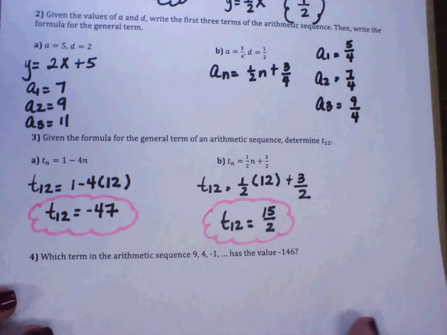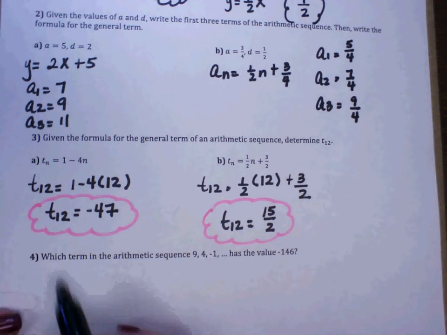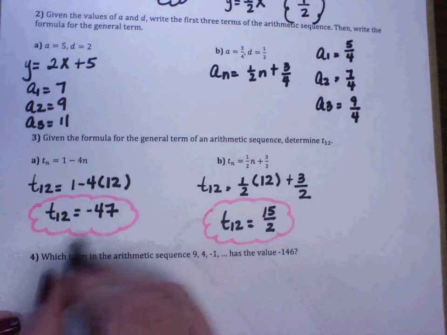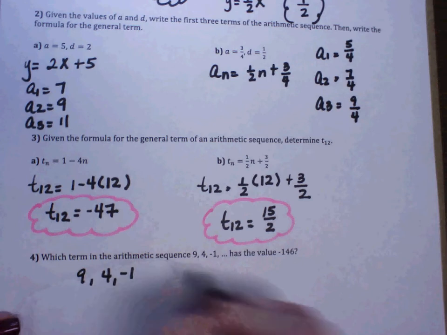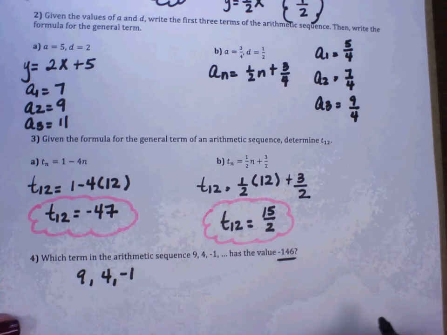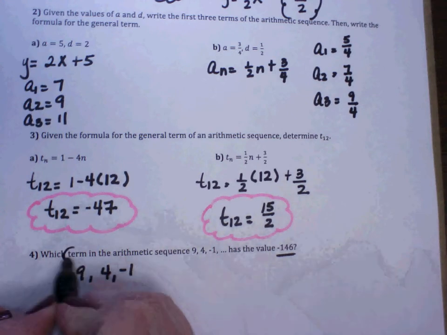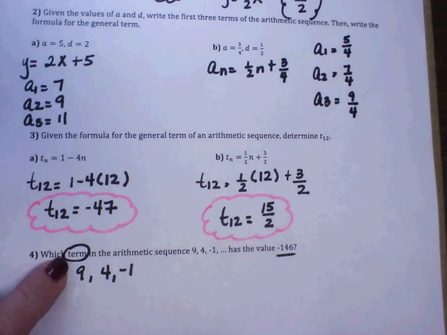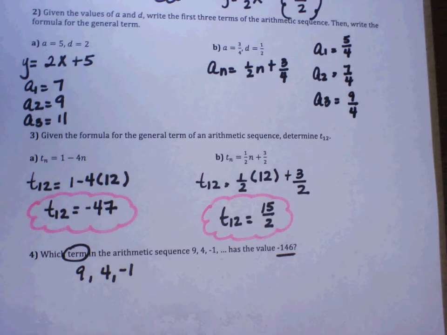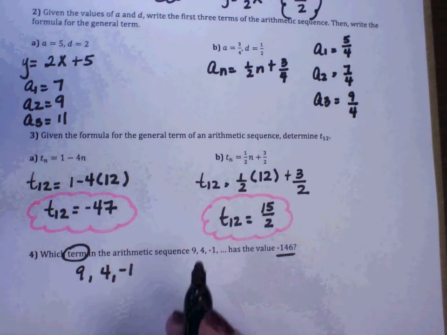All right, which term of the arithmetic sequence 9, 4, negative 1 has a value of negative 146? Which term? Are you looking for x or y? It's asking you when x equals this, what is y, but you don't know the rule, so your first thing is to come up with the rule. It's arithmetic, so what are you doing? Taking away 5, right? So negative 5. Your slope is negative 5, right?